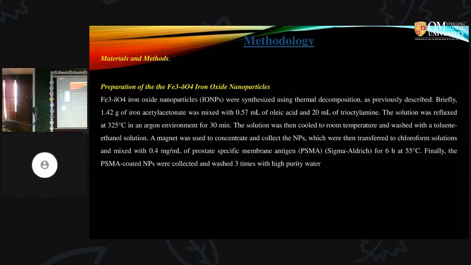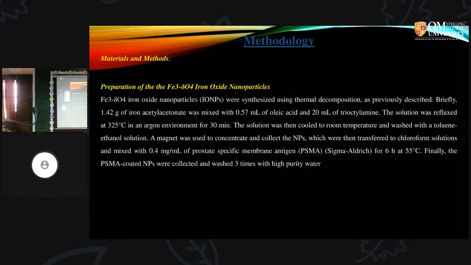These are the methodology. First, preparation of the Fe3O4 iron oxide nanoparticles. Fe3O4 iron oxide nanoparticles were synthesized using thermal decomposition as previously described. Briefly, 1.42 gram of iron acetylacetonate was mixed with 0.57 ml of oleic acid and 20 ml of trioctylamine. The solution was refluxed at 325 degrees Celsius in an argon environment for 30 minutes.